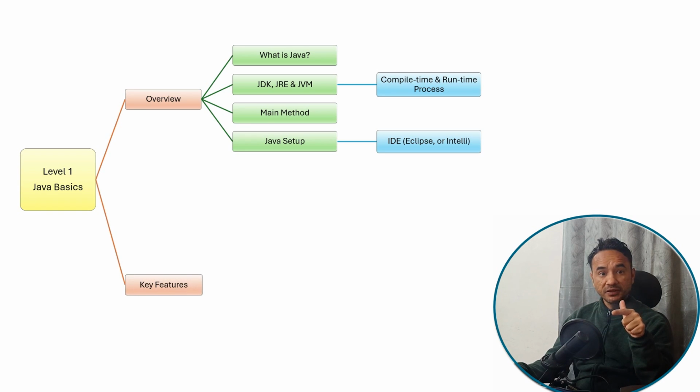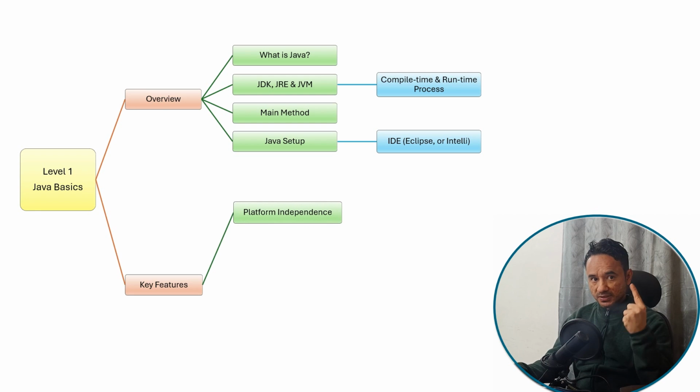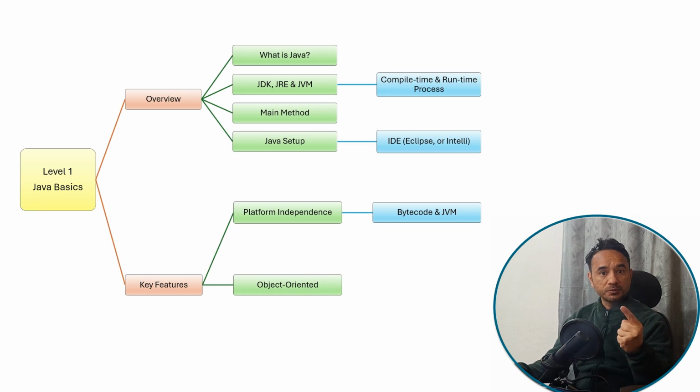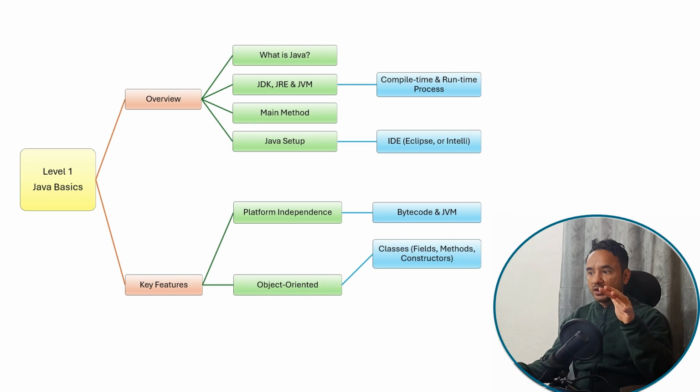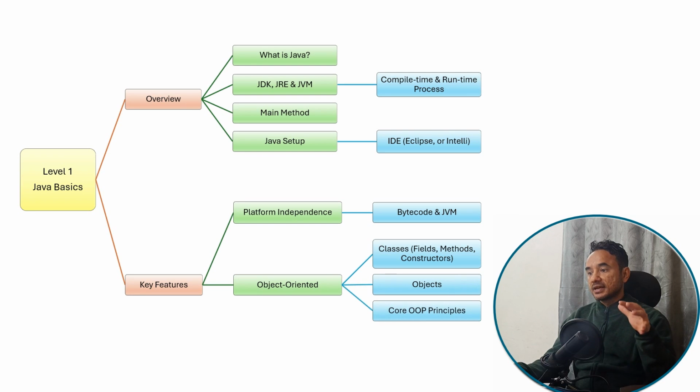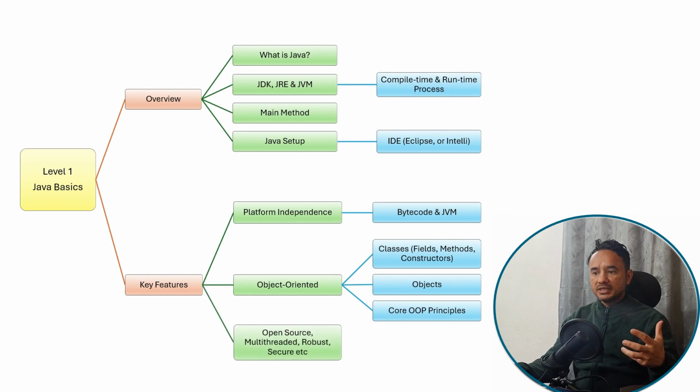Now we have the key features of Java. What are the features which Java provides? First is platform independence, which is achieved through bytecode and JVM. Next feature is object-oriented, meaning you will work with classes where we have fields, methods, constructors. Then in object-oriented we have objects, and we have some core object-oriented principles. Very important. Apart from this, Java is open source, multi-threaded, robust, secure, etc.